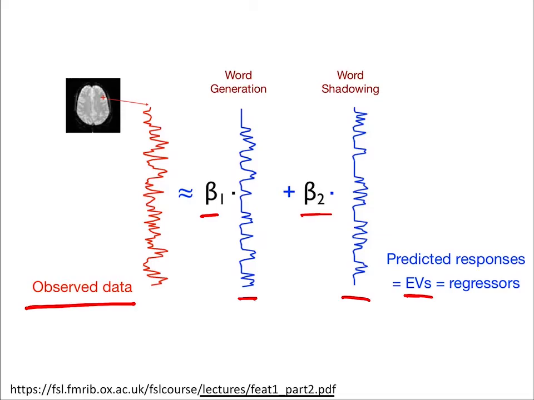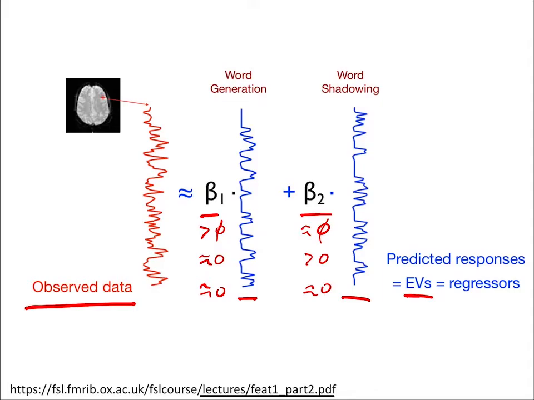So the idea is, let's say this is an area in the brain which is mostly responsive to word generation. Then we would expect beta 2 to be close to 0, because it's not related to word shadowing, just word generation, and we expect beta 1 to be greater than 0. Similarly, if it was a region in the brain related to word shadowing, we expect beta 2 to be greater than 0 and beta 1 to be close to 0. And there may be large regions of the brain where it's not related to either one, in which case we'd expect both to be equal to 0.